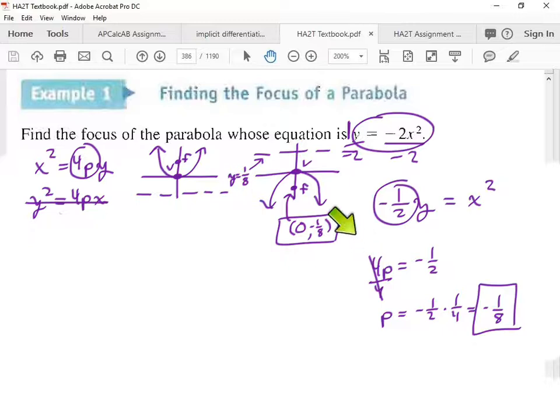So just to recap, I'm trying to make my equation look like the standard form, so then I can identify the p. The -1/2 is multiplying the y, just like the 4p is multiplying the y. That's why I was able to set 4p equal to -1/2.